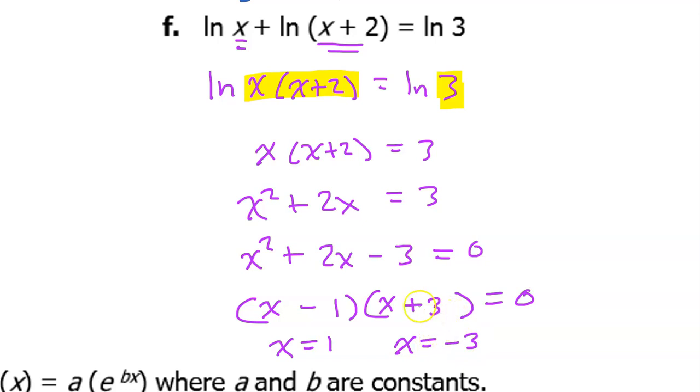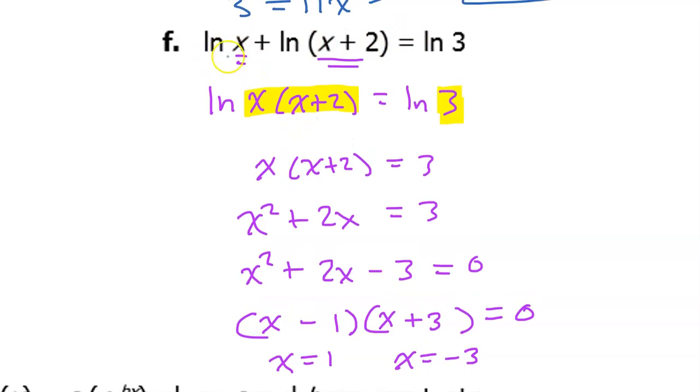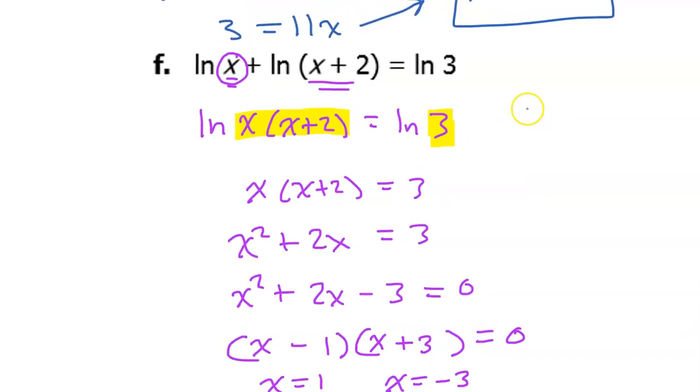But be careful. Look back at the original problem. You cannot take the log of a negative number. So if I were to substitute this negative 3 back in here, that would not be valid. All right, and think about it. The reason why you can't take the log of a negative number, let's say I try to do natural log of negative 3.